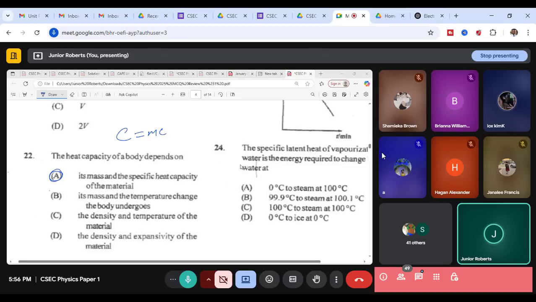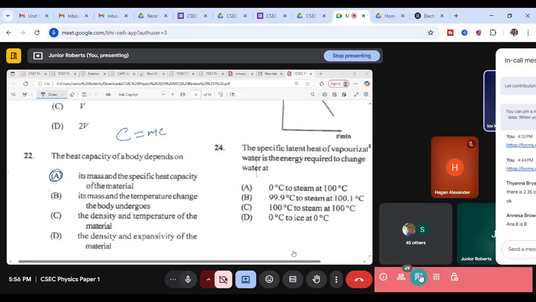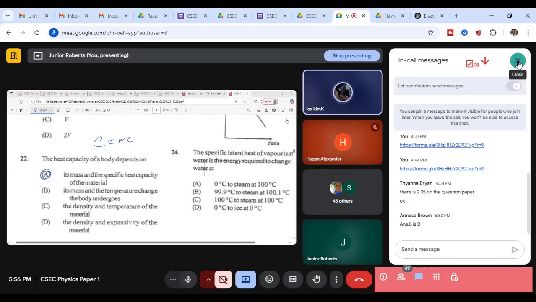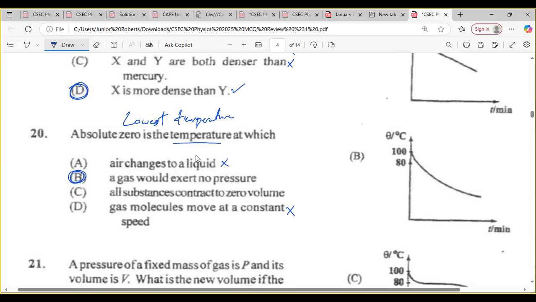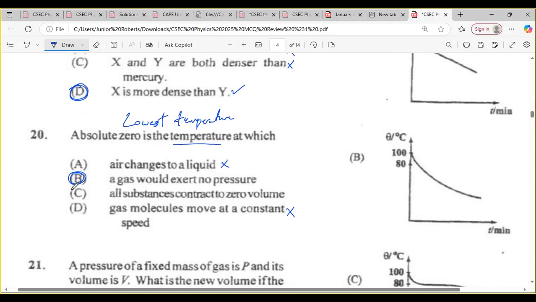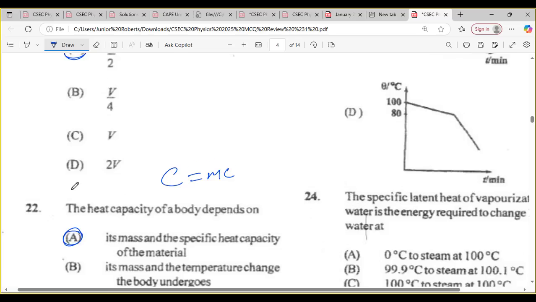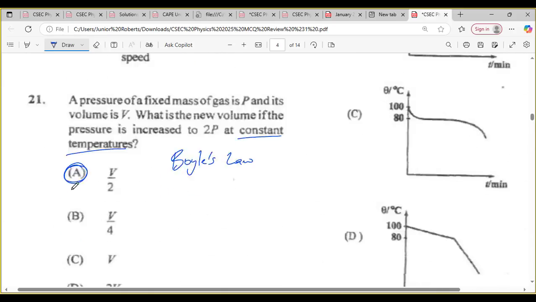Excuse me, sir, yes, what was 20 again? Let's find 20. 20 is this one, so that's B. All right, thank you. All right, yes. So 22 was A just now.